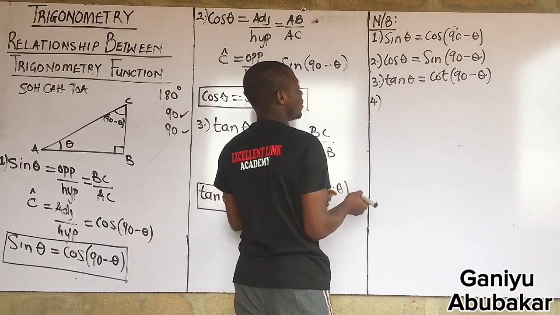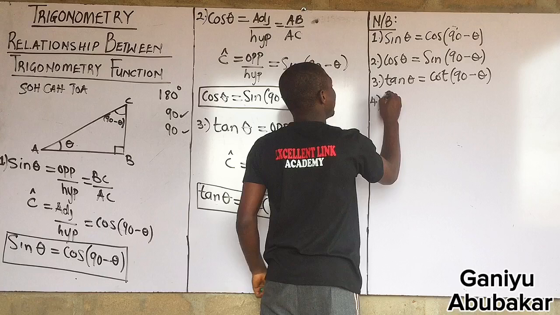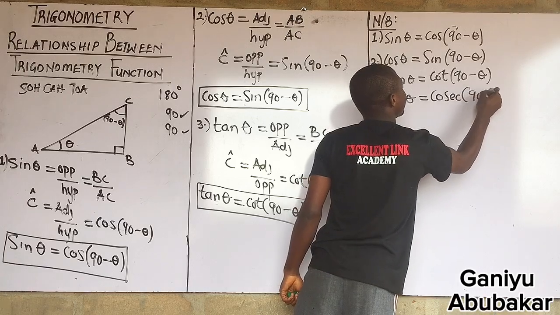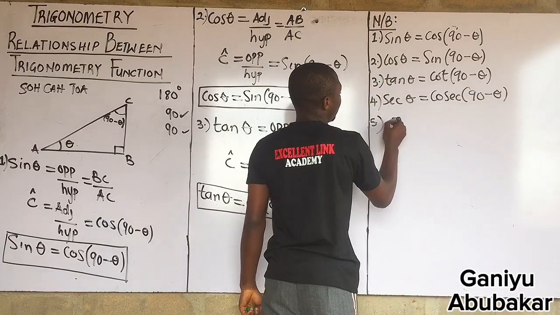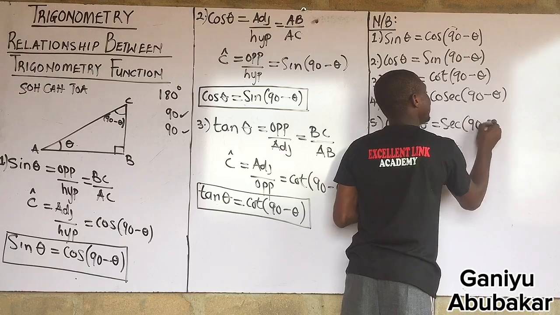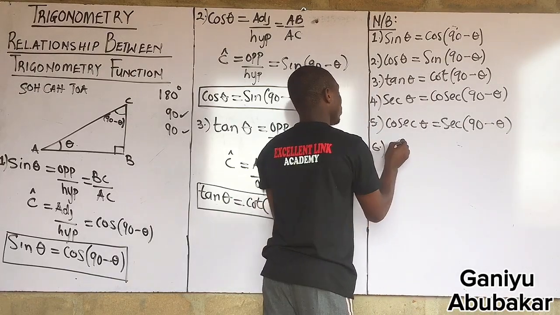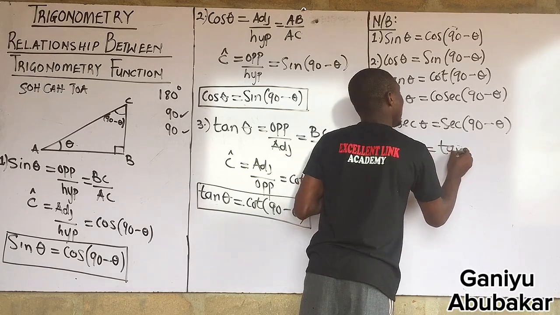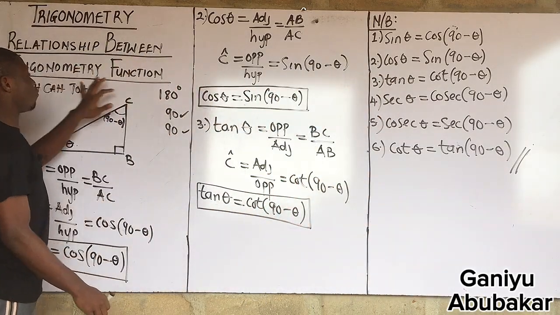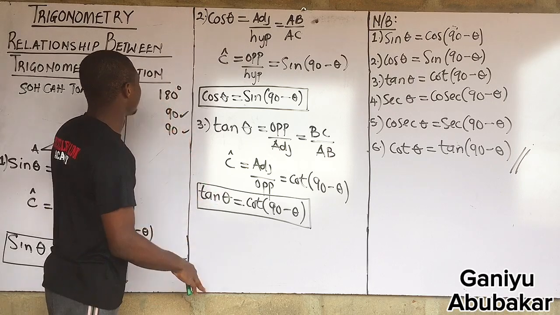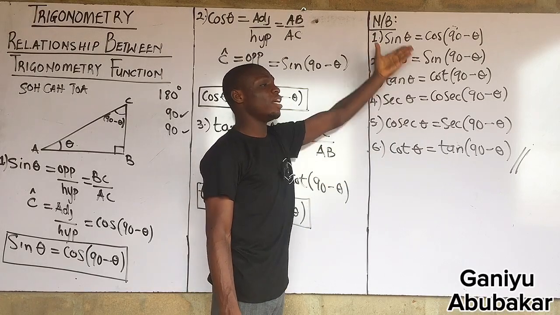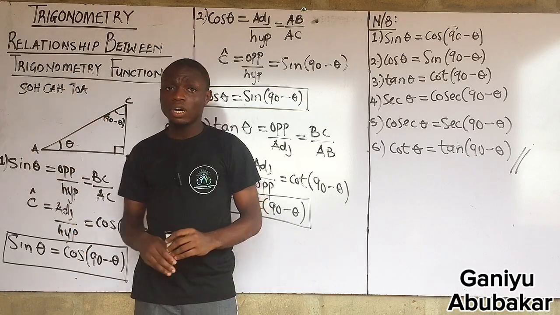Now number 4. Sine, cos, tan. What's next? Secant. So sec theta is equal to cosec of the complement angle. Number 5, cosec theta is equal to sec of the complement angle, which is 90 minus theta. Number 6, the final one, cot theta is equal to tan of the complement angle. When it comes to the relationship between trigonometric functions, all this is mathematical expression. So know this formula here, which will help us in our study of trigonometry.